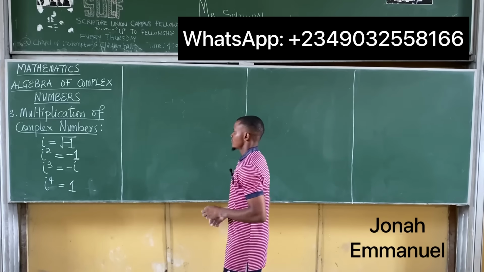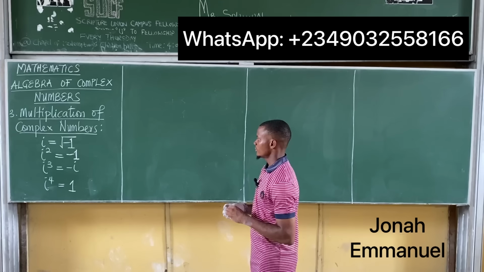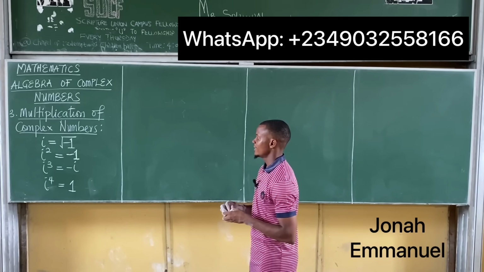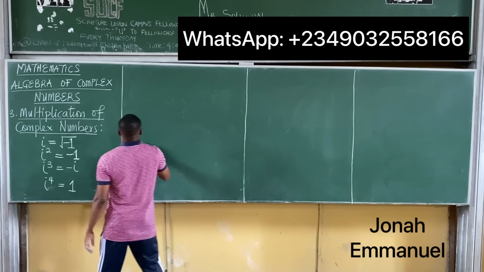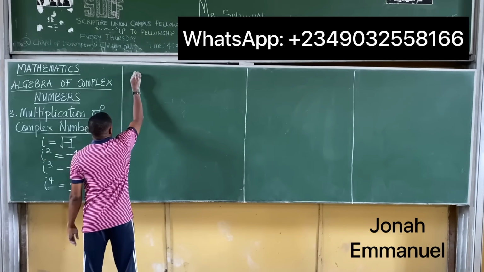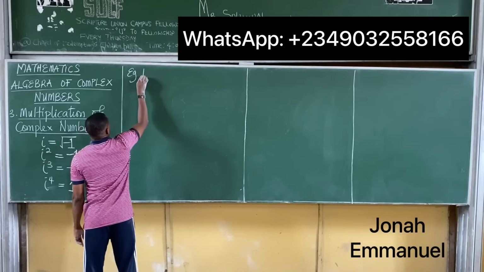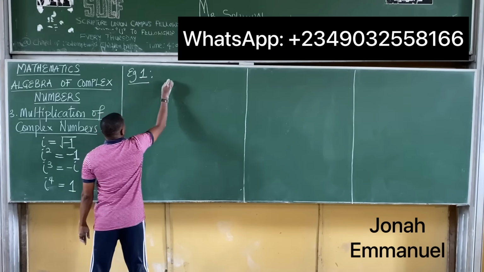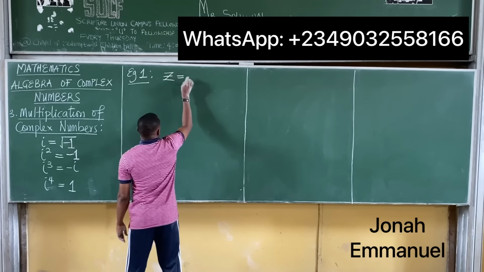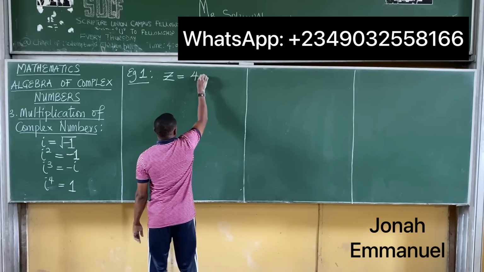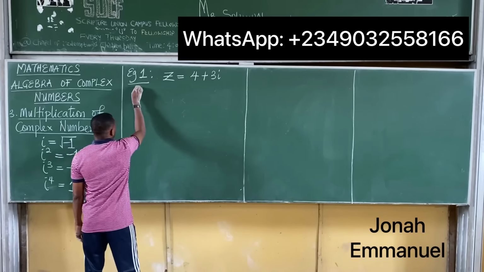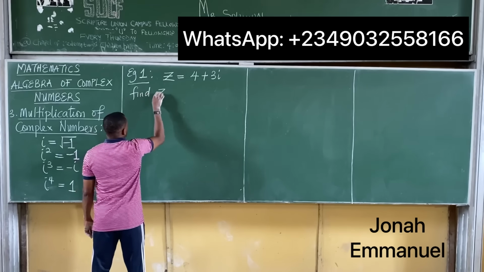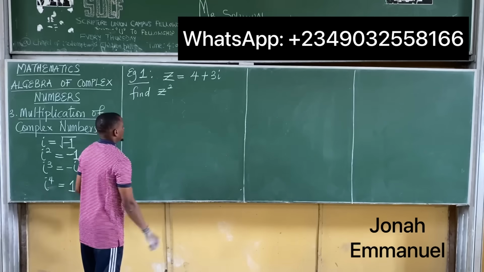All right. So we said i is equal to root minus 1. i squared is minus 1. i cubed is minus i. And i to the power 4 is 1. Let's see how we can use this in solving. So let's say example 1. Let's say z is equal to 4 plus 3i. Find z squared.